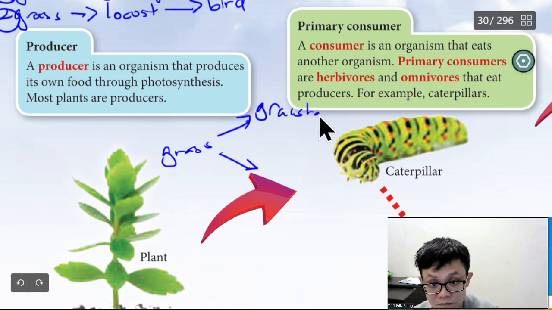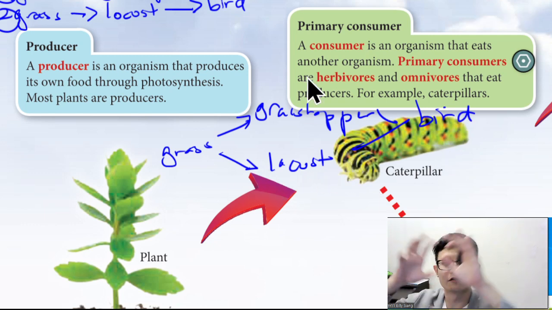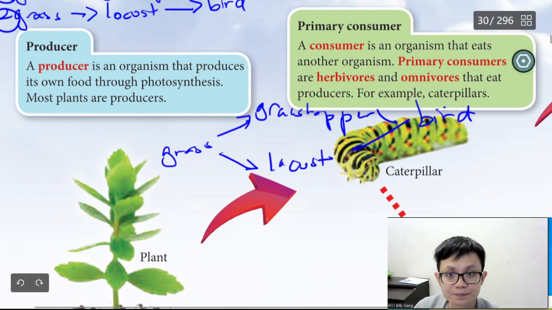Grasshopper and locust. So this and this is eaten by the bird. So this is a food web. It's like a web.